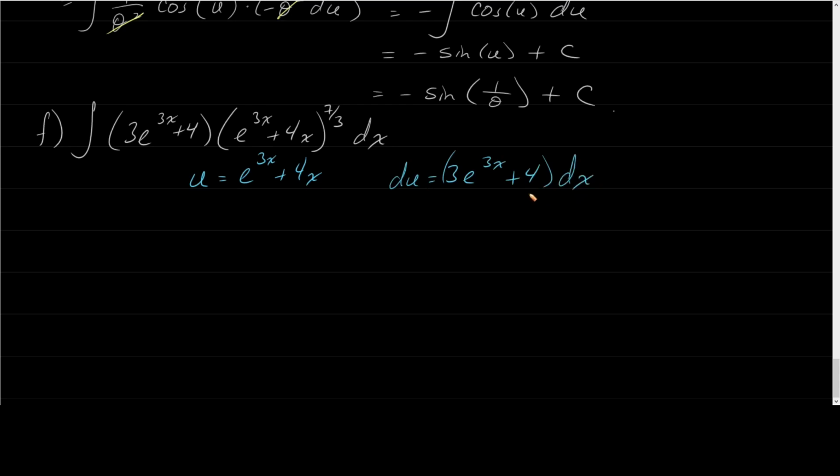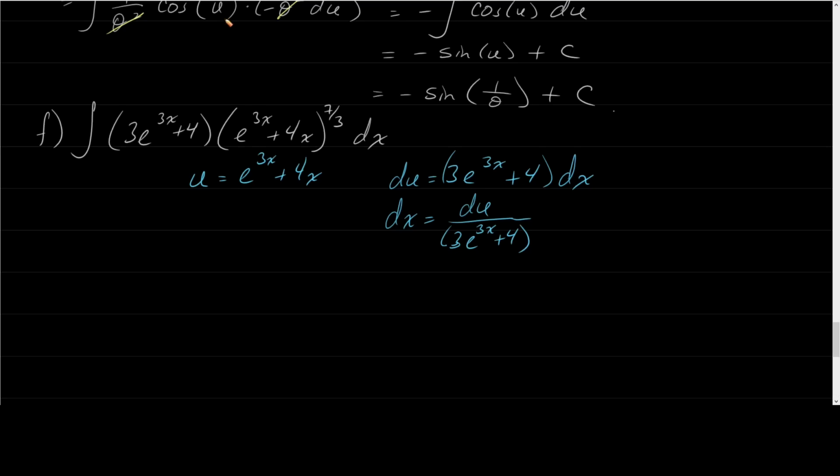dx. All right, and the reason this 3 is here is because of the chain rule, right? The derivative of the outside function is e to the u times the derivative of the inside function being 3x. So that's how I get that. So from there, I can say there that dx is really just du over 3 e to the 3x plus 4.